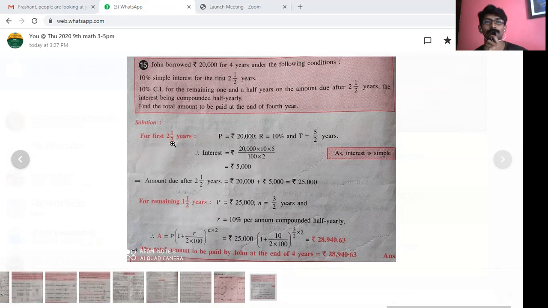So for the first 2.5 years, what we're going to do is this: principal is equal to 20,000, rate is 10%, time is 5 by 2 years. So the interest would be 20,000, that is PRT upon 100. Interest would be PRT upon 100.